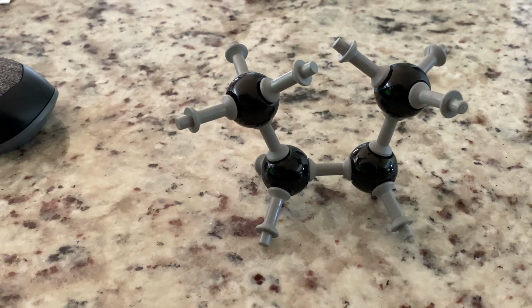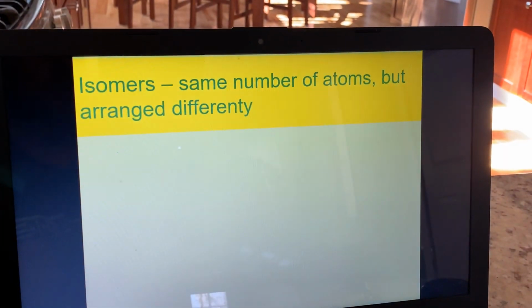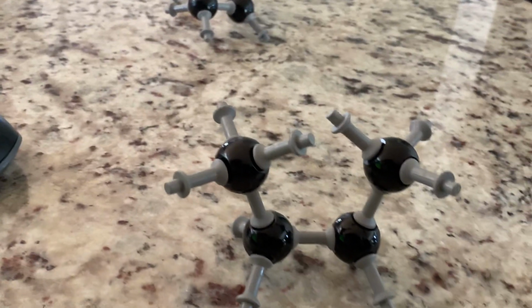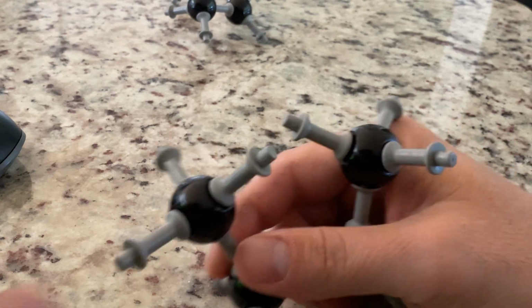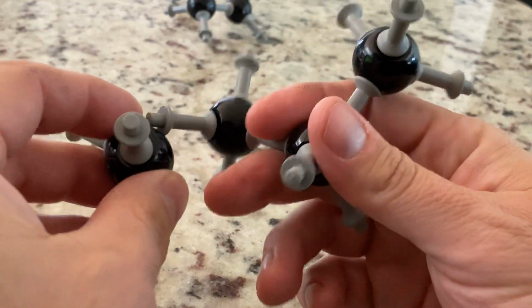This is butane. Remember, isomers are the same number of atoms, but arranged differently. Are these arranged differently? No. But what if I take one of these and put it not on the same carbon, but move it over a carbon?